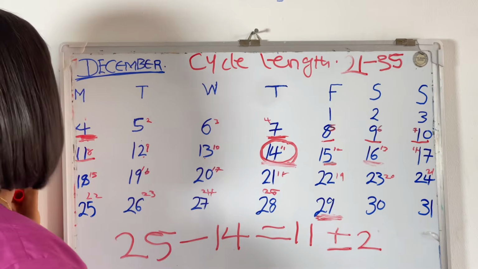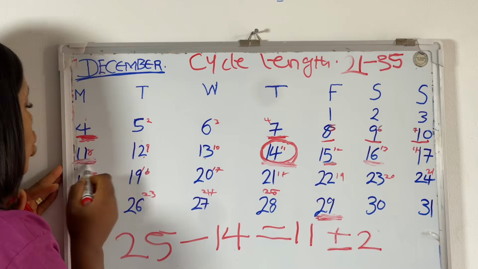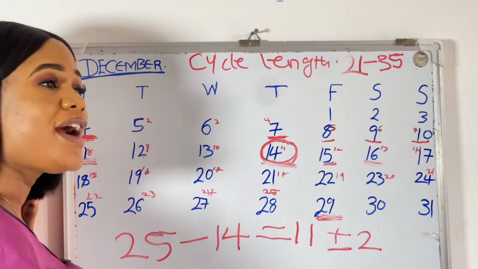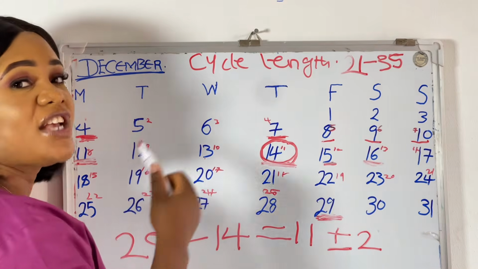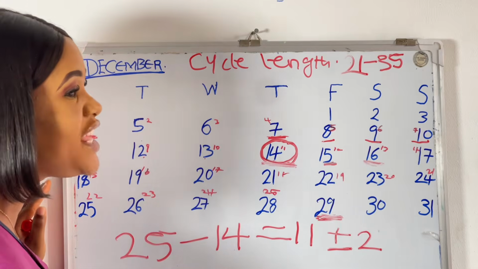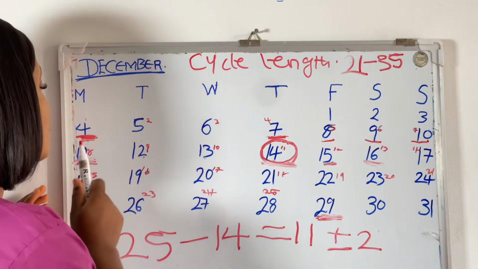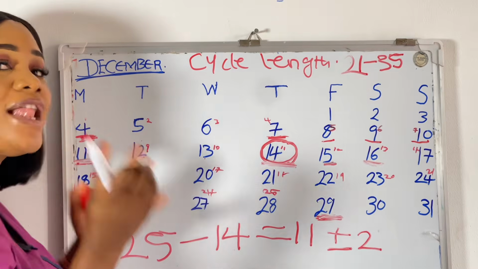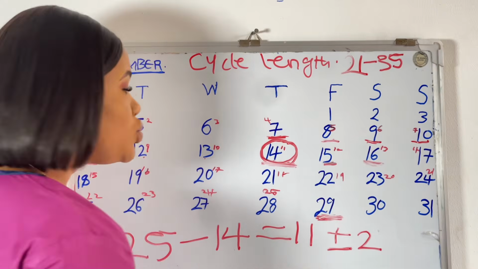So to be on the safer side, I will even advise that when you have unprotected sex on day 11, which is about 3 days prior to your ovulation day, you should even take an emergency contraceptive pill, or you can also use the withdrawal method in order to prevent pregnancy, because the male sperm can stay alive in the female reproductive tract for 3 to 5 days. So it's better that you take an emergency contraceptive or withdrawal method to prevent pregnancy. Don't just say these are my safe days. Just take it to be on the safer side.